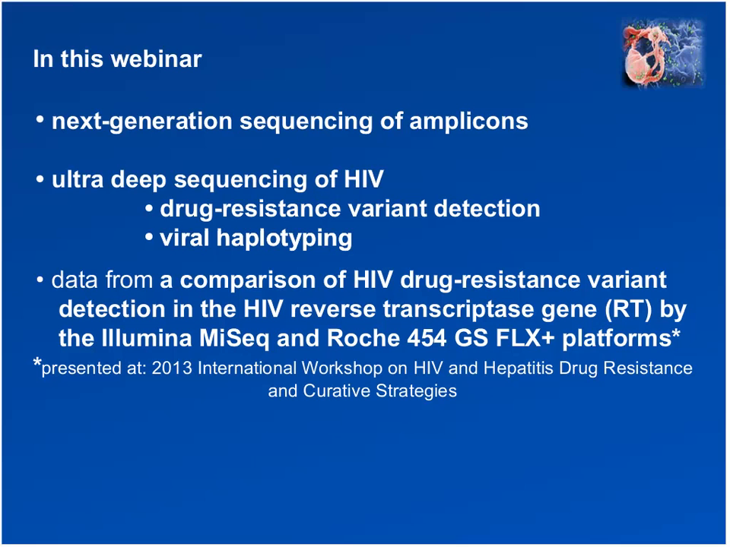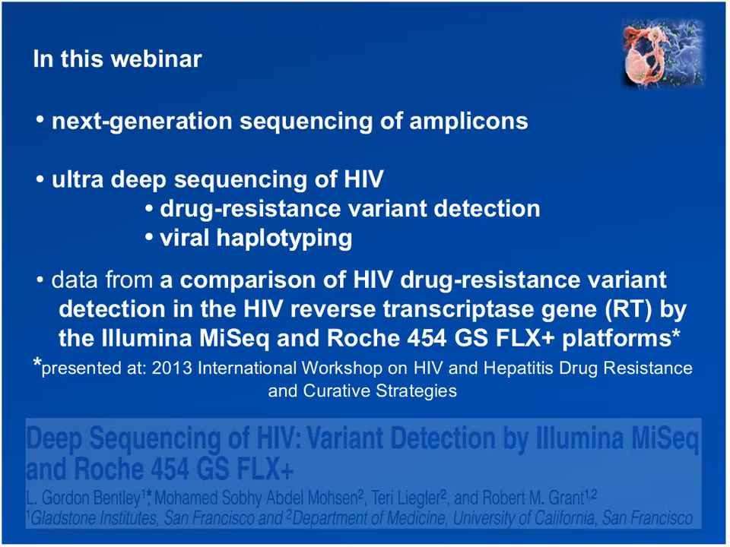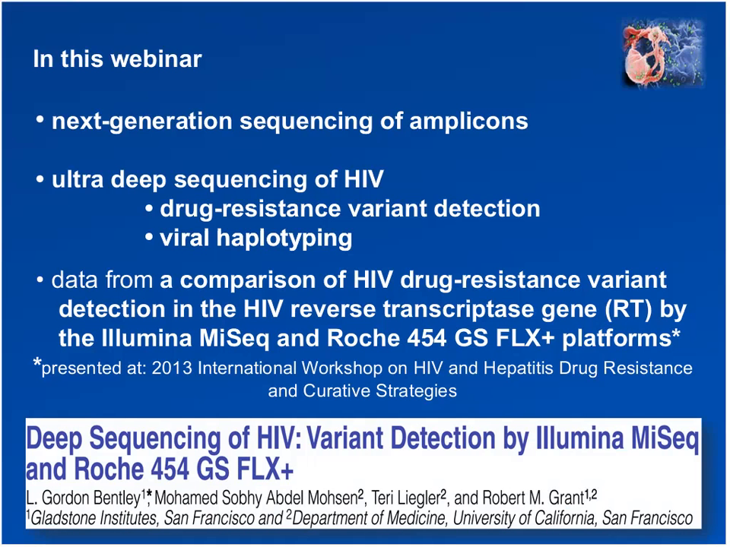This work was presented as a poster at the most recent International Workshop on HIV and Hepatitis Drug Resistance that was held in June of this year in Toronto. The poster was entitled Deep Sequencing of HIV Variant Detection by Illumina MiSeq and Roche 454 GS FLX Plus.